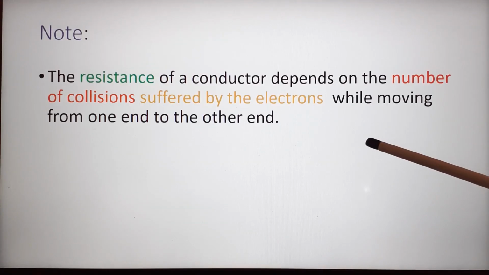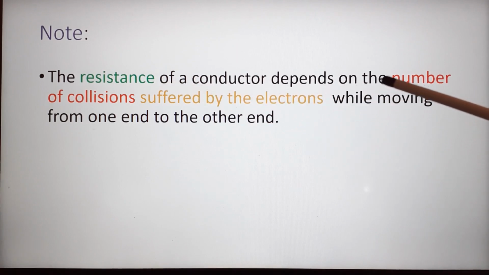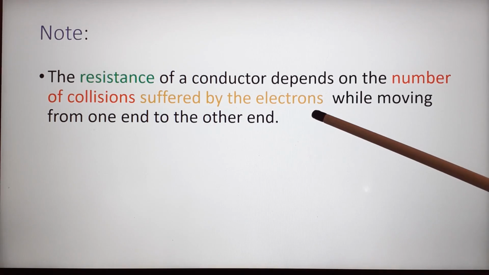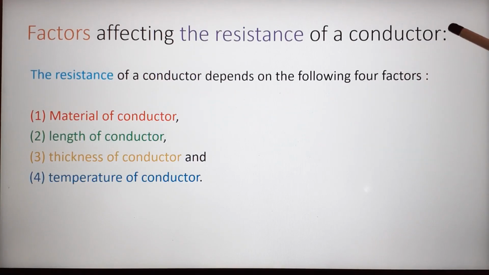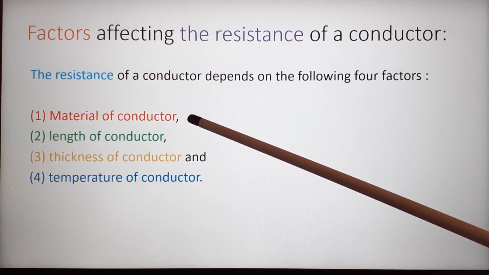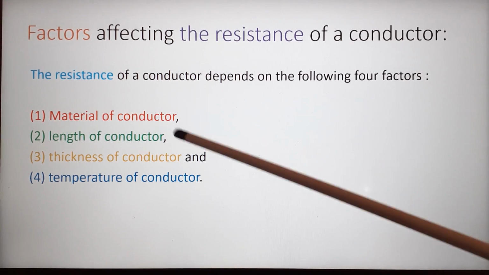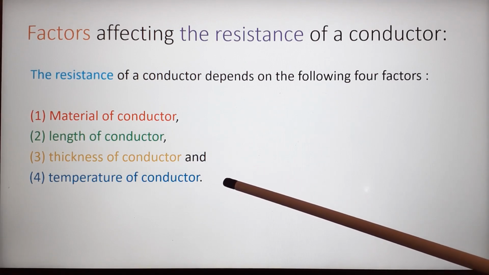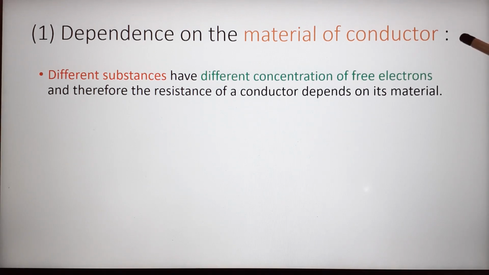A very important note: resistance of a conductor depends on the number of collisions suffered by the electrons. That is, the magnitude of resistance will depend on how many times electrons are colliding. The more the number of collisions, the more the resistance. Now, what are the factors affecting resistance of a conductor? There are four factors. First is material, second is length, third is thickness of the conductor, and fourth is temperature of the conductor. Let's study individual factors in detail.